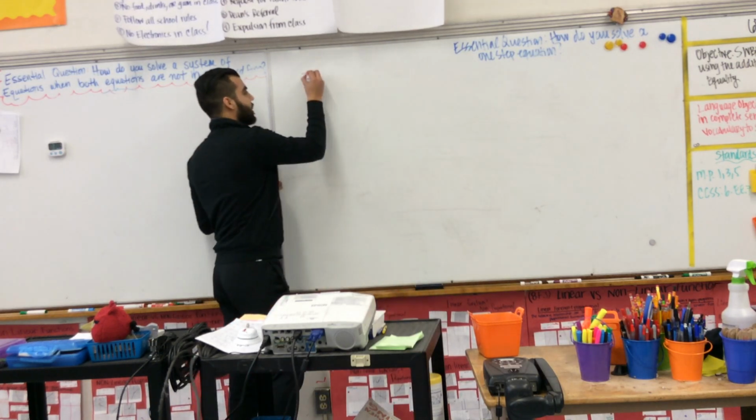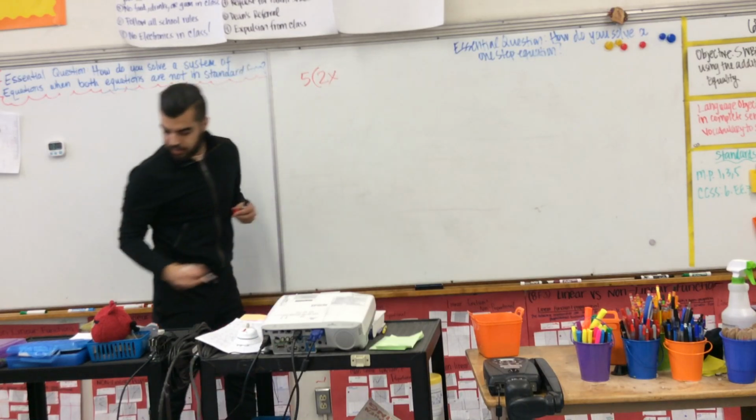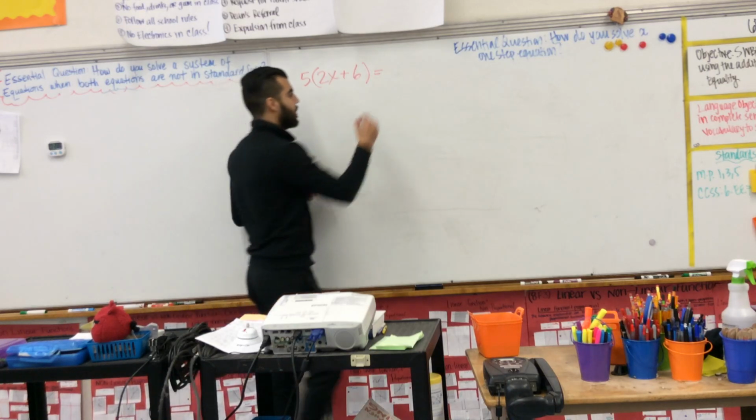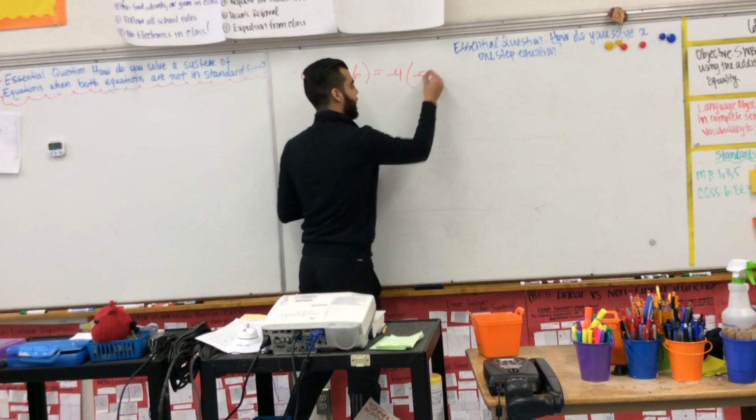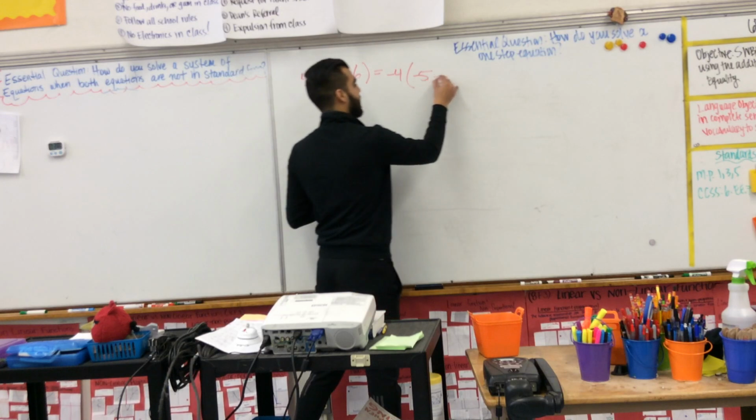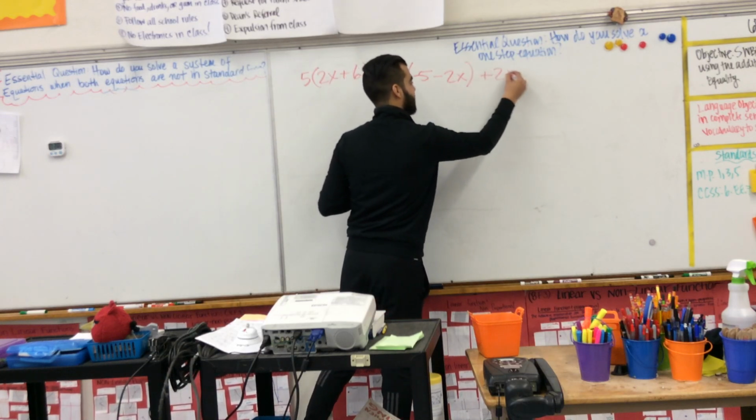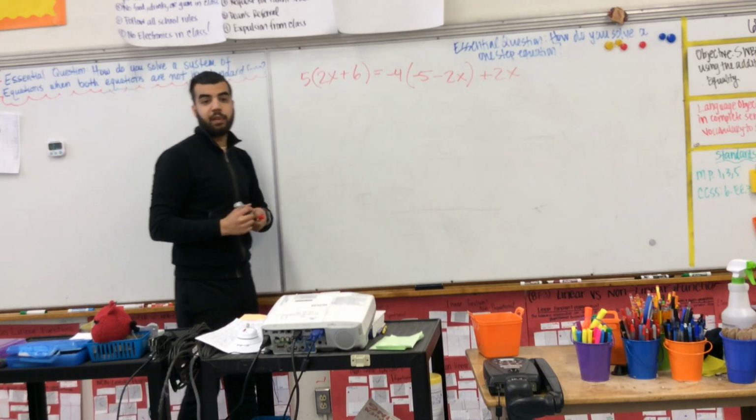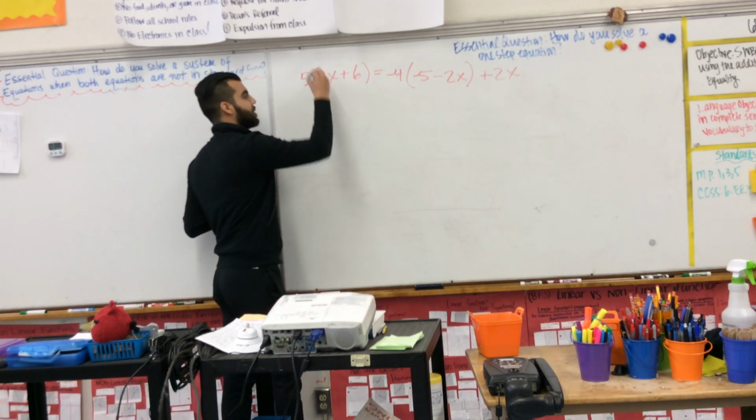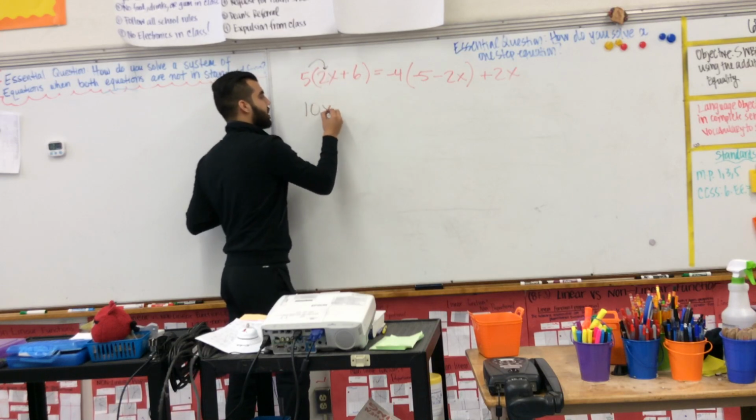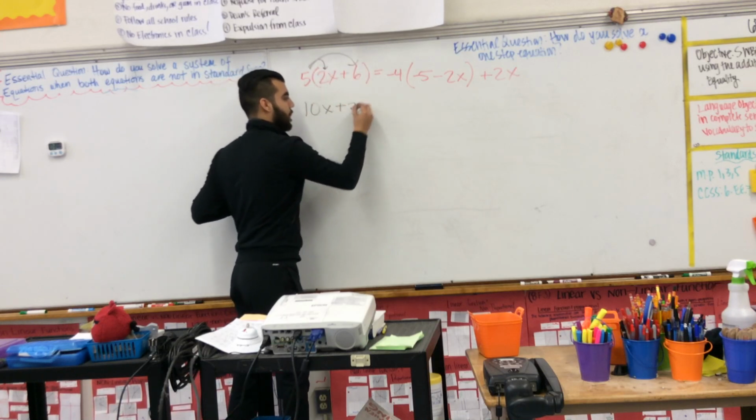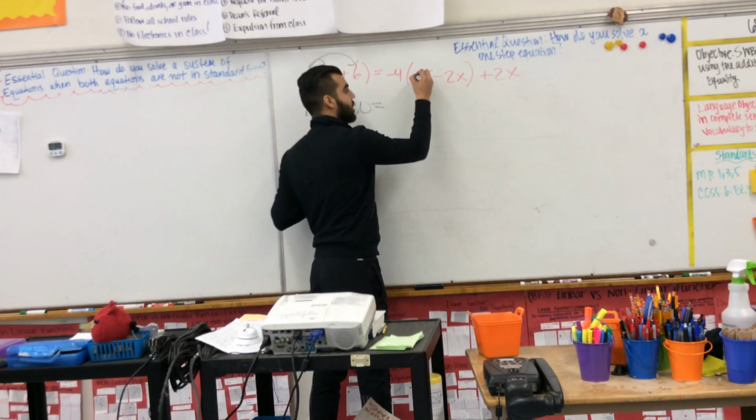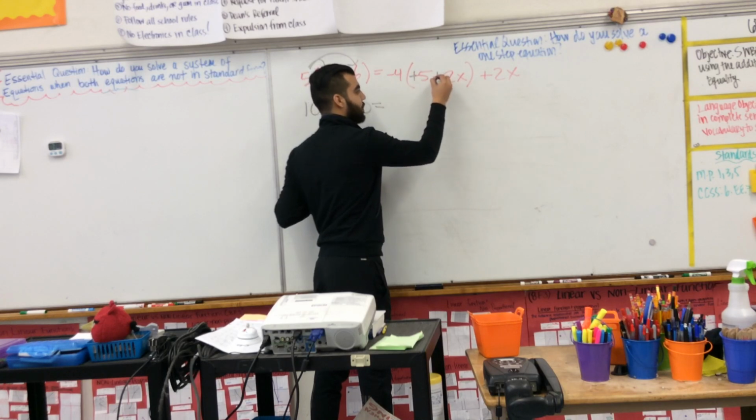So we have 5 times 2x plus 6 equals negative 4 times negative 5 minus 2x plus 2x. Okay, cool. So on the left-hand side, again, distributive property. You want to get rid of the parentheses. 5 times 2 is 10x. 5 times 6 is 30. Here we have a negative sign outside, so we've got to switch these two signs. This becomes positive. This becomes positive.